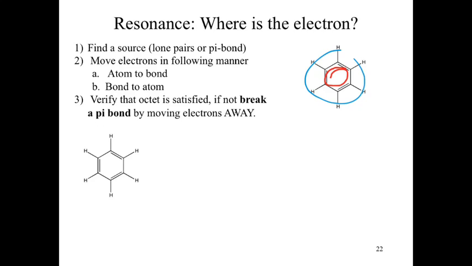So maybe what's happening is that those electrons aren't specifically located in those bonds. Well, if they aren't specifically in those bonds, we have to be able to show some way to move them somewhere else. Okay, so what we'll do is take a look at resonance.